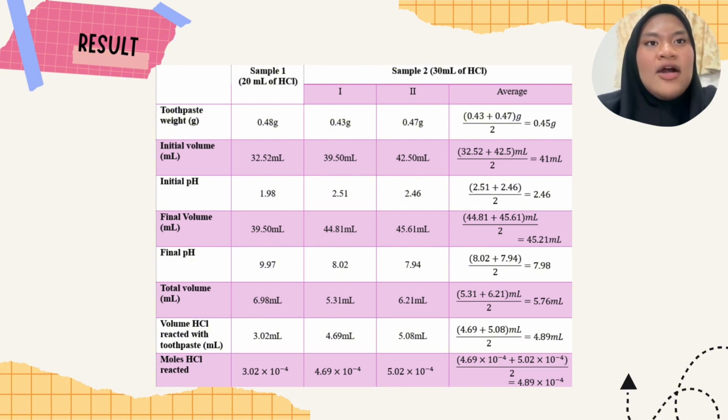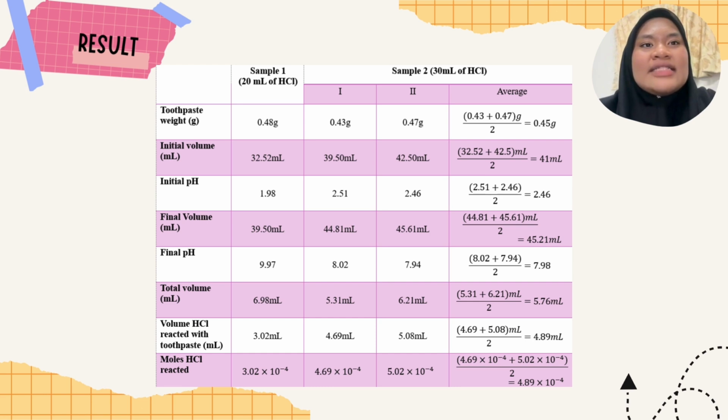For the first data of sample 2, the weight of the toothpaste is 0.43 gram. The initial volume is 39.5 ml. The initial pH is 2.51 and the final volume is 44.81 ml. Therefore, the final pH is 8.02 and the total volume is 5.31 ml. Thus, the volume of hydrochloric acid reacted with the toothpaste is 4.69 ml and the moles of hydrochloric acid reacted is 4.69 × 10^-4. And the last data of sample 2 is 0.47.